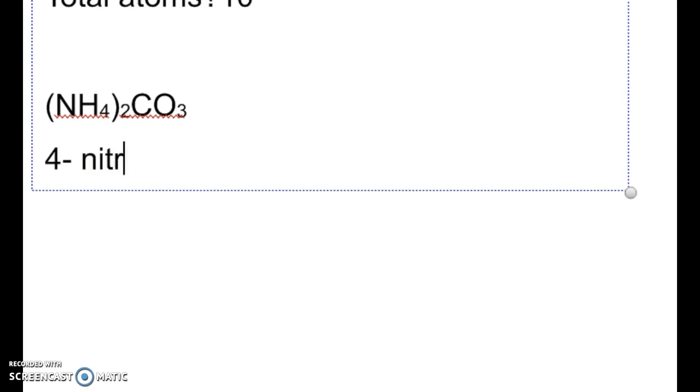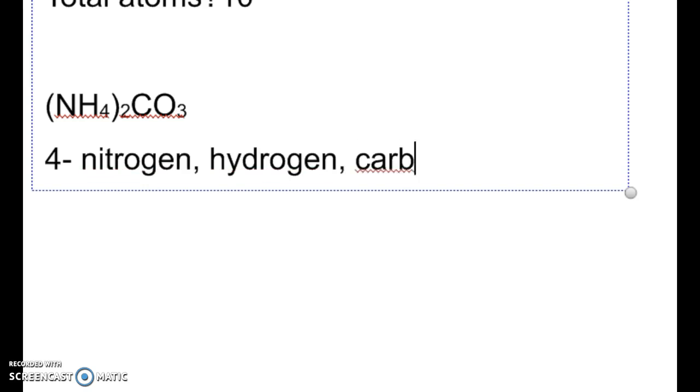It would be nitrogen, hydrogen, carbon, and oxygen. Most people get this wrong because they think that this capital C and a little o is cobalt on the periodic table, but that's not the case. This is capital C, capital O, so that is carbon and oxygen. If it's cobalt, it'll be capital C, little o, so be careful about that.